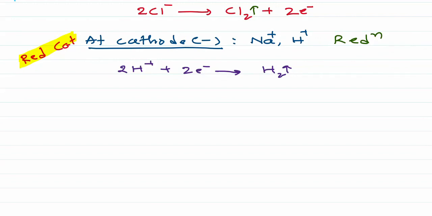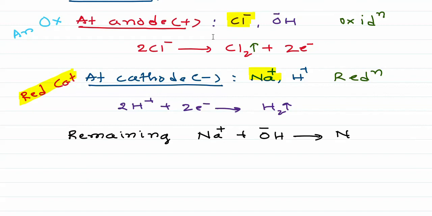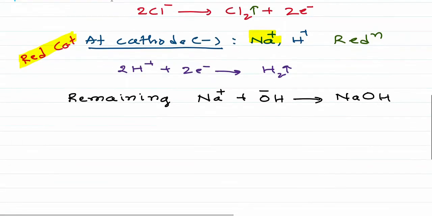Now come back to the remaining ions. The remaining Na+ ions and OH- ions are made to combine so that there is a preparation of sodium hydroxide. We got the products which we have written in the beginning. And remember, we got these products by passing electricity.